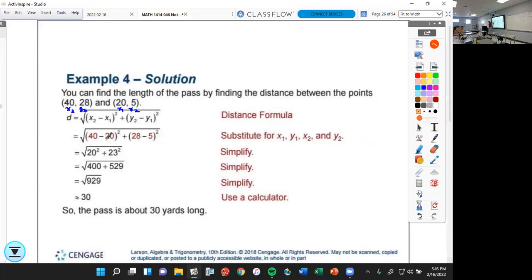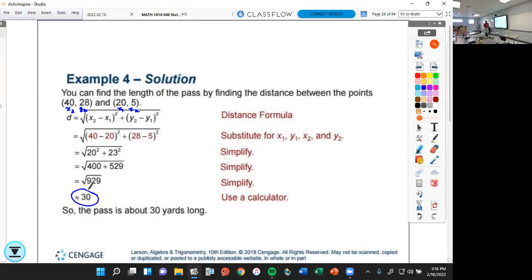As you plug in your numbers, I have 40 minus 20 squared plus 28 minus 5 squared. 40 minus 20 is 20 squared plus 28 minus 5 is 23 squared. 20 squared is 400. 23 squared is 529. 400 plus 529 is 929. The square root of 929 is about 30.